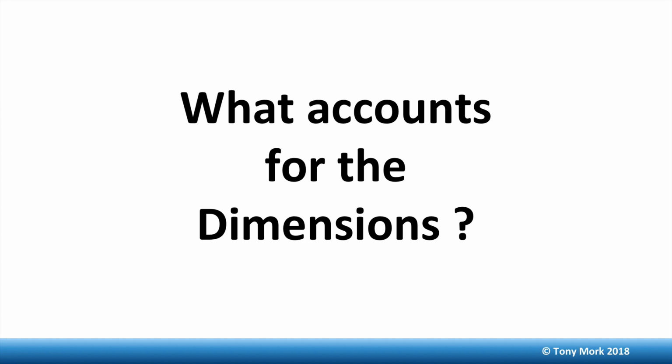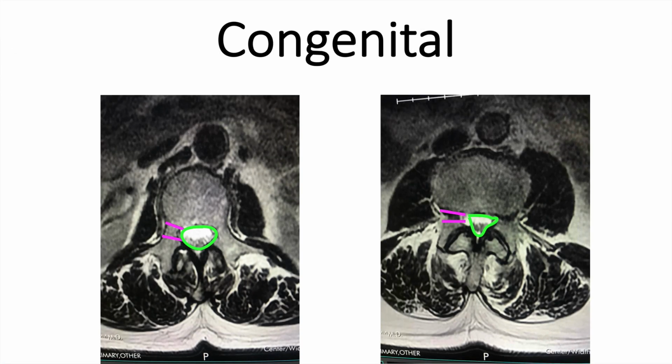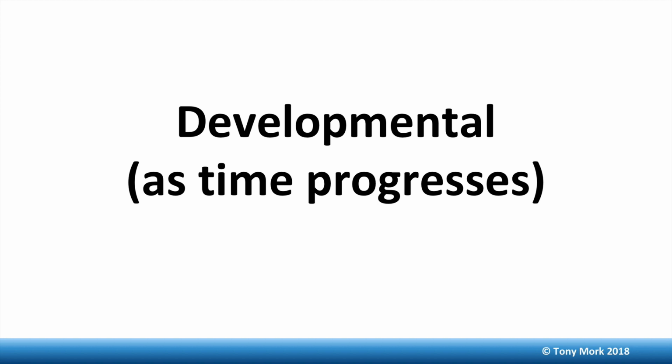Well, what accounts for the dimensions? Well, it could be a congenital issue. You can see the spinal canal on the left. Again, these are axial views. The camera's mounted on the ceiling looking down through your spinal canal. Picture on the left is more normal, kind of oval shaped. Picture on the right is a little bit more triangular or trefoil shaped. Just congenital shape can change things or predispose.